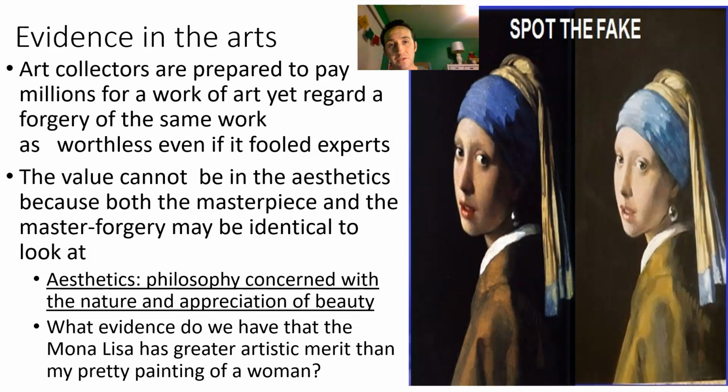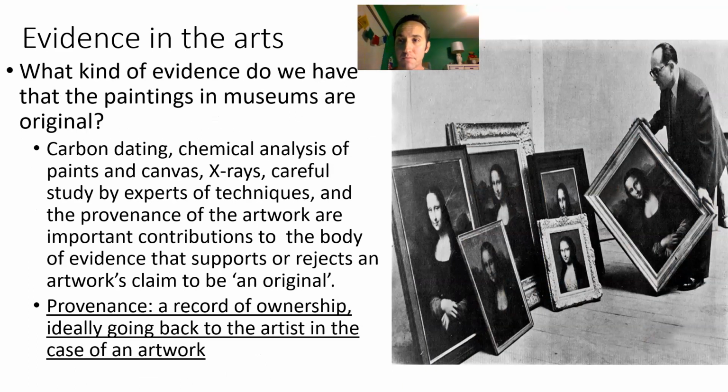And so this comes down to aesthetics, the philosophy concerned with the nature and appreciation of beauty, and that what we find as pretty, what is beautiful, what do we find visually pleasing? Well, that's not the case here. If they're both visually the same, then it's not about what's visually pleasing. We're not able to put a value on that. What evidence do we have that the Mona Lisa has greater artistic merit than my picture of a pretty woman? Is that one aesthetically more pleasing? Is that why the Mona Lisa is worth more than my bad pictures?